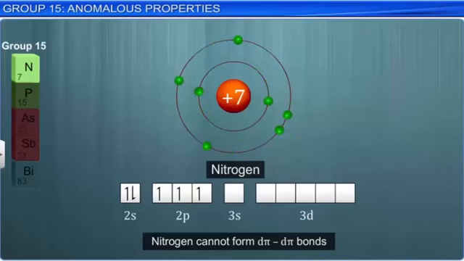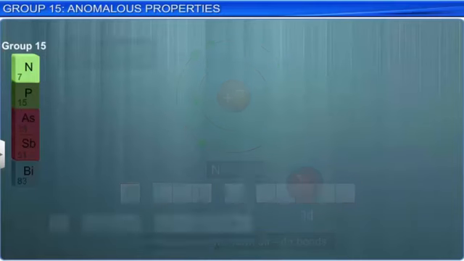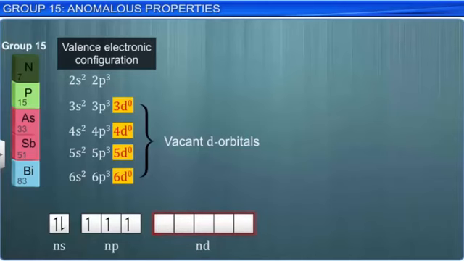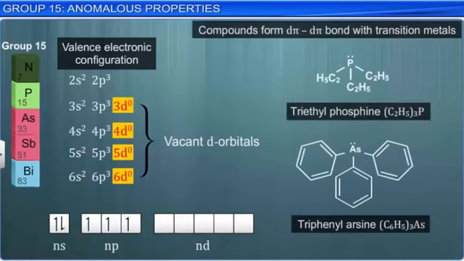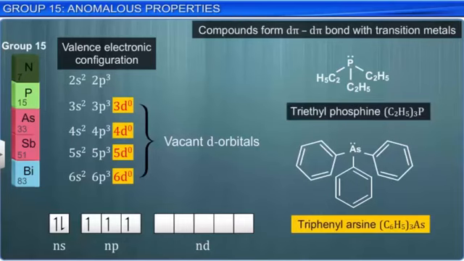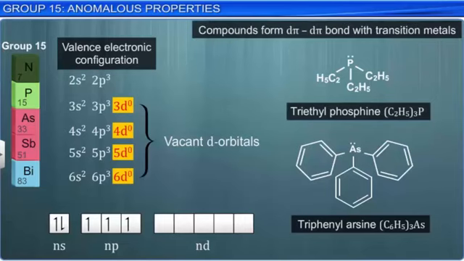For the same reason, that is, due to the absence of d orbitals in nitrogen, it cannot form d-pi bonds. Due to the availability of vacant d orbitals in the remaining elements of group 15, compounds of these elements, such as triethylphosphine and triphenylarsine, form d-pi bonds with transition elements.